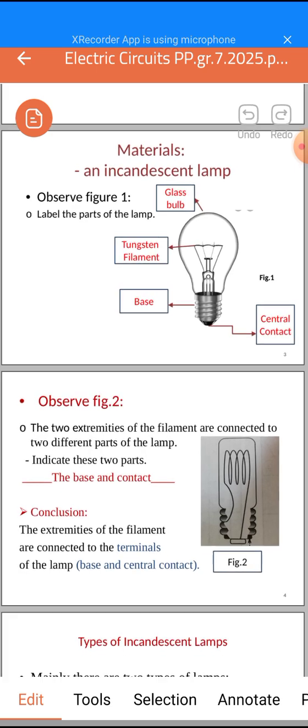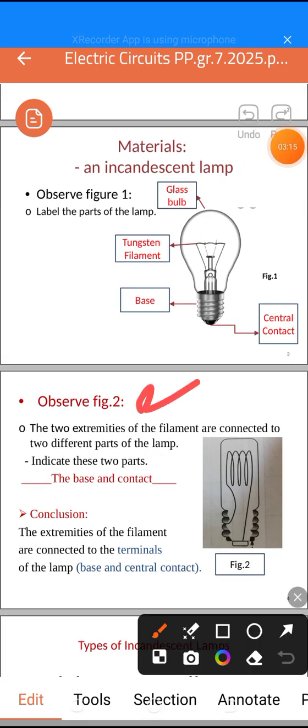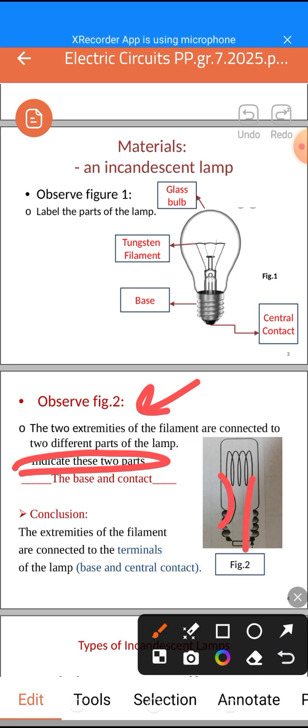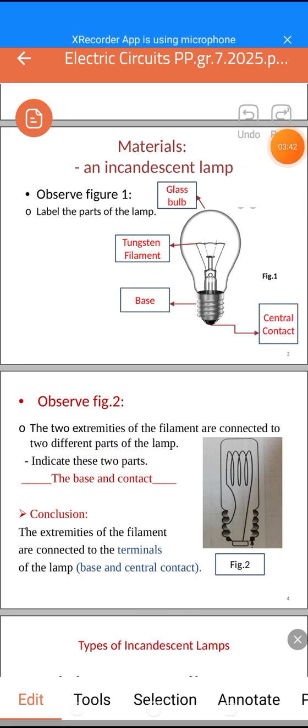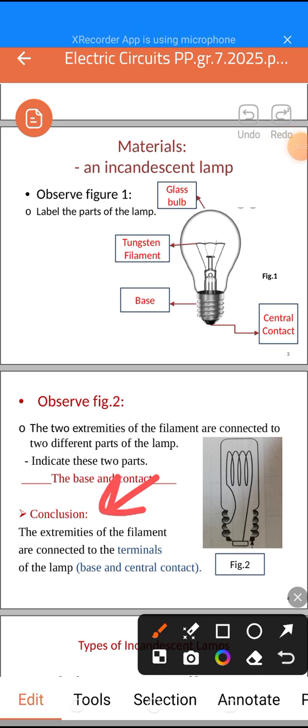So they are asking us a question here. The 2 extremities of the filament are connected to 2 different parts of the lamp. As you can see in figure 2, the 2 extremities of the filament are connected to 2 different parts of the lamp. Indicate these 2 parts. Look at the extremities. They are connected to which 2 parts? To the base and the central contact. So as a conclusion, the extremities of the filament are connected to the terminals of the lamp, which are the base and the central contact.